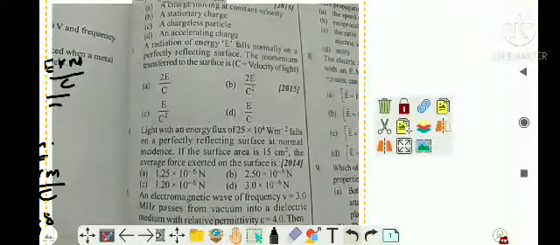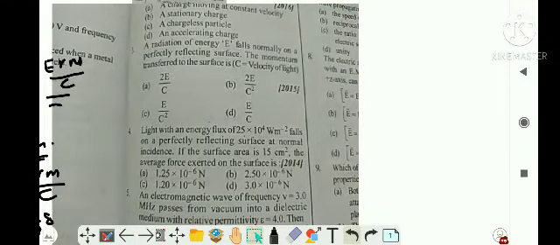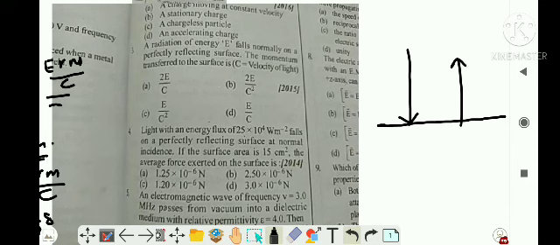Let's do the third question. What has been asked? A radiation of energy E falls normally on a perfectly reflecting surface. The momentum transferred to the surface is. Now how would I calculate it? This is my surface. So first the beam goes here, then it is reflected like this. So you are asked what is the change in momentum, right? Momentum transfer means you are asked actually what is the change in momentum.